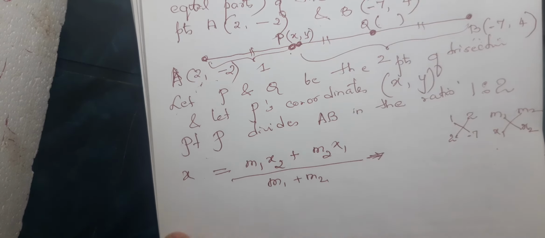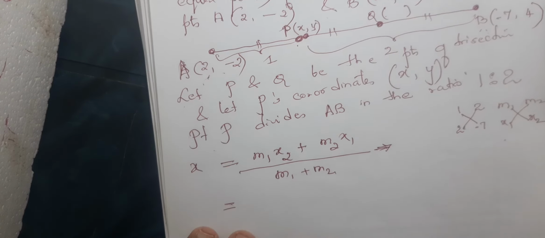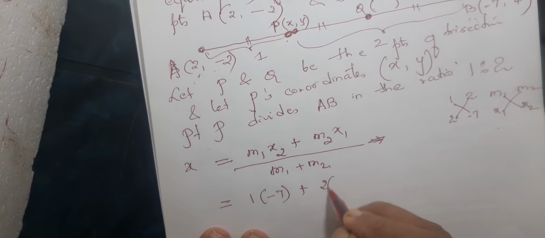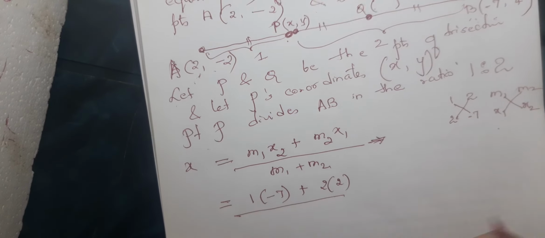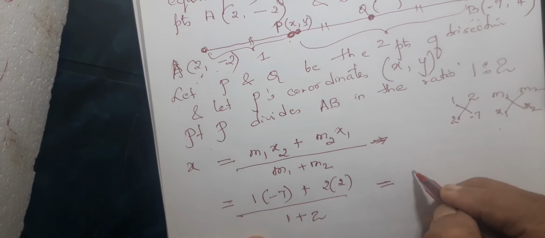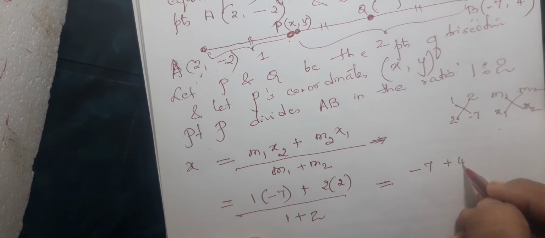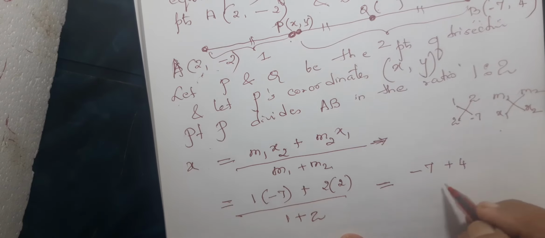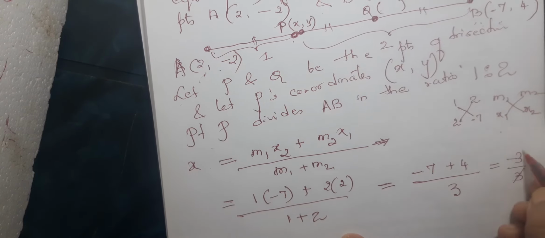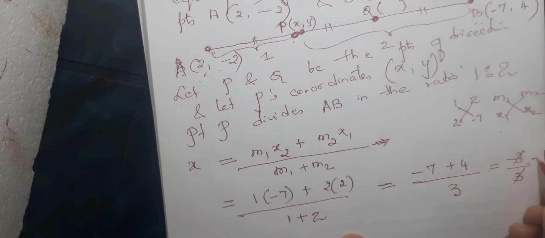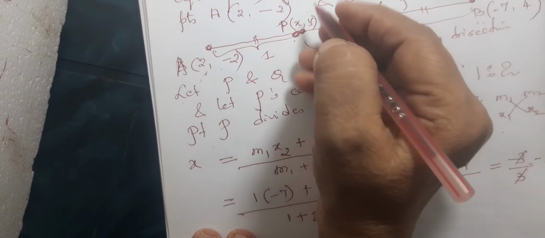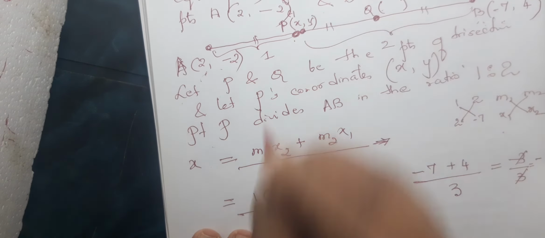So this is equal to, I'll continue here, 1 into minus 7 plus 2 into 2 by 1 plus 2, which is equal to minus 7 plus 4 by 3, which is equal to minus 3 by 3, which is equal to minus 1. So we got the x coordinate of P, minus 1.